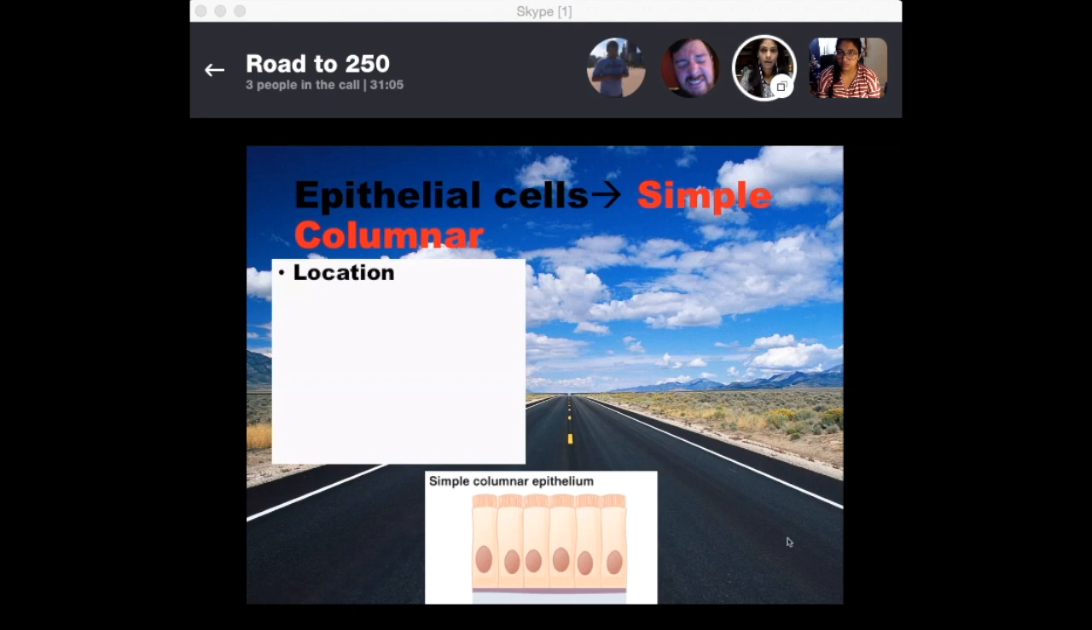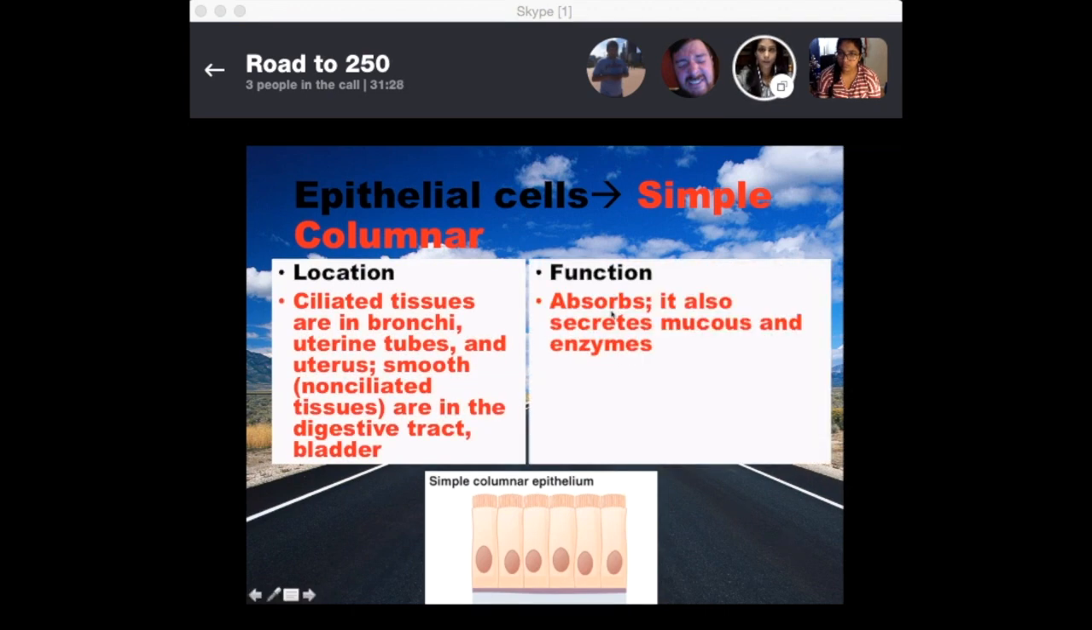And then the next type of cell that we can see is simple columnar. These are found in ciliated tissues, like in the bronchi, uterine tubes, and uterus. And then there's smooth, which is going to be non-ciliated tissues that are in the digestive tract and bladder. Essentially, its function is to absorb, and it also secretes mucus and enzymes. So this is our simple, meaning single layer, and columnar.